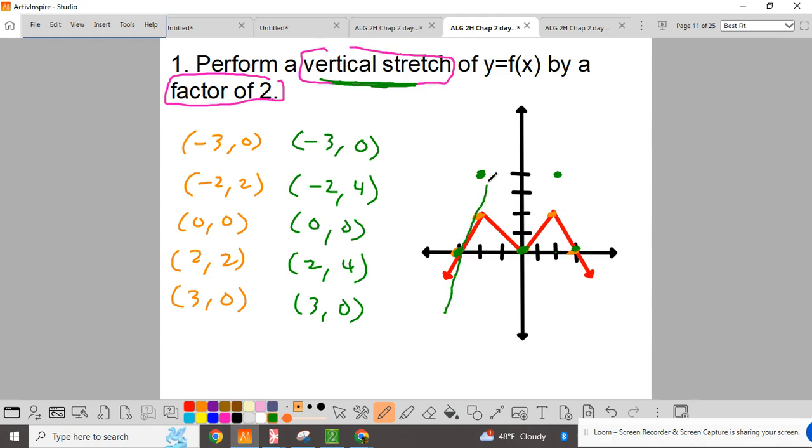The graph will be vertically stretched. Remember, it's going to pull away from the x-axis, and that's the graph. Just to make it straight and neat there, okay?